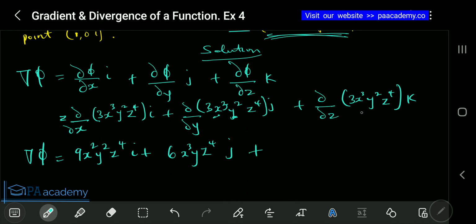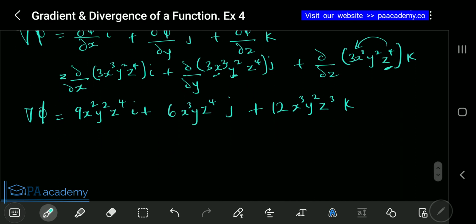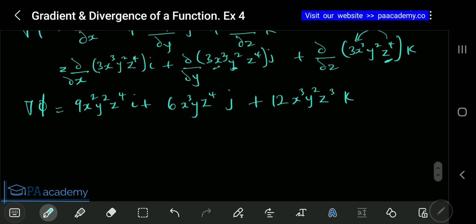Then plus for that of z, if you differentiate z to the 4, that's going to give us 4z cubed. So if you use the 4 to multiply 3, that will give us 12. Every other thing will remain. So we'll be having 12x cubed y squared z cubed, then your k. All right, so we've just looked for the grad of phi.